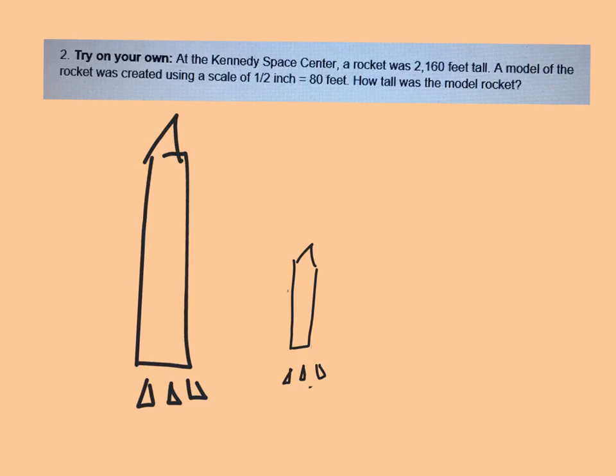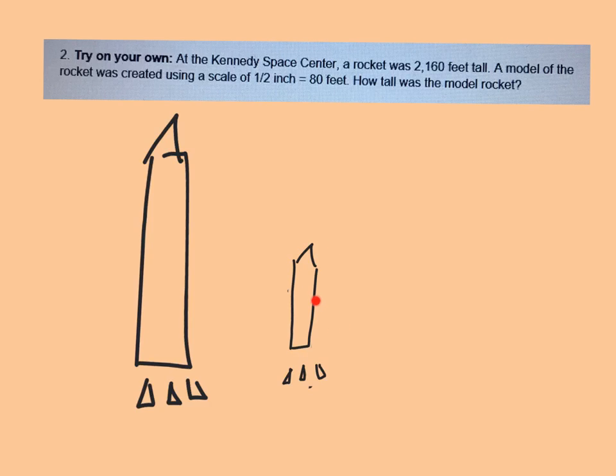All right, second problem. And this one I want you to try on your own before you watch this. So at the Kennedy Space Center, a rocket was 2,160 feet tall. A model of the rocket was created using a scale of 1/2 inch to 80 feet. So how tall was the model rocket? So this time they're giving us the height of the actual spacecraft or the rocket and want us to find the size of the model.